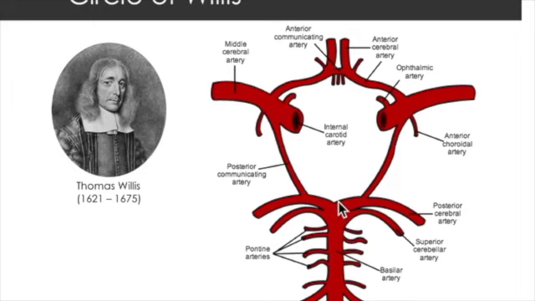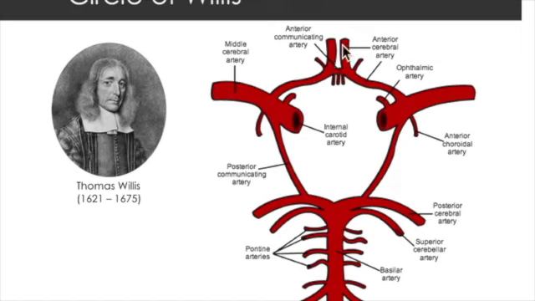Now, this is yet another view of the circle of Willis, but now you can see quite clearly what comes out of the circle of Willis. This is Reverend Thomas Willis, by the way, after whom the circle of Willis is named. Coming out of the circle of Willis, you have a few major arteries. These are important to know because they have clinical significance as well as being important anatomical landmarks.